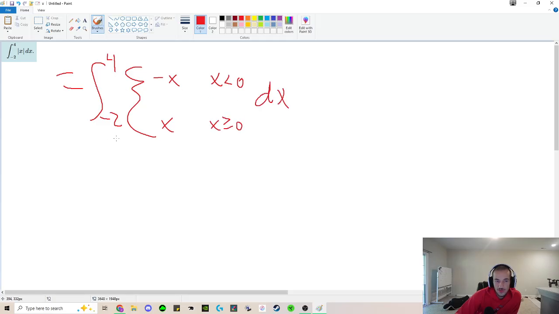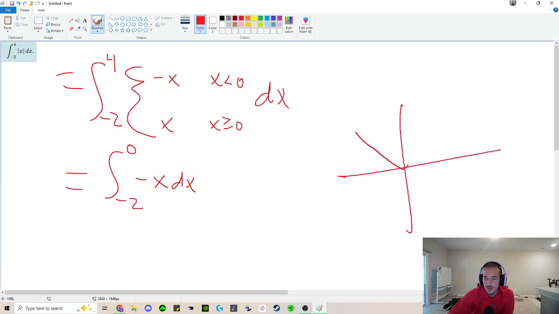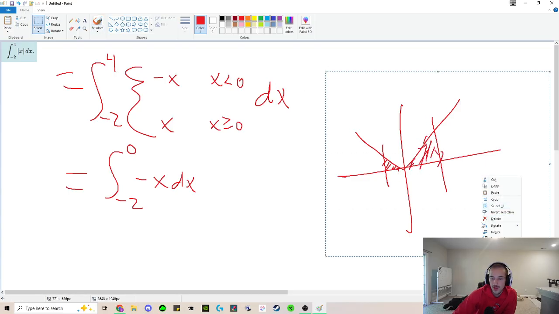dx. So all we can do is say this is going to be the integral from -2 to 0, and really the inclusion of 0 doesn't matter where you put it, of -x dx. We're going to take the negative part because our function is like this, and this integral here is the integral where it's just -x plus the integral where it's just positive x. That's our strategy.